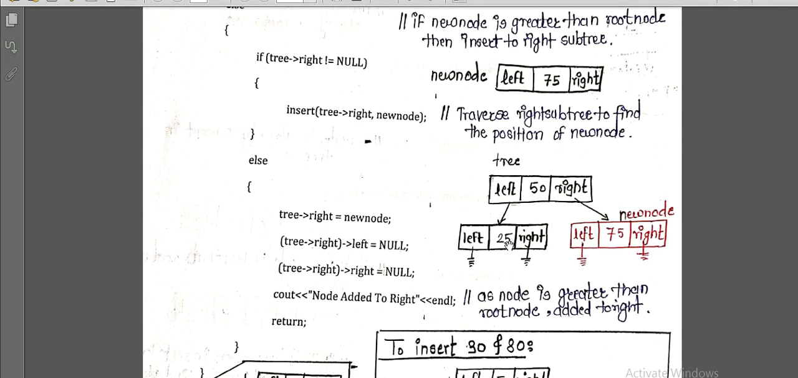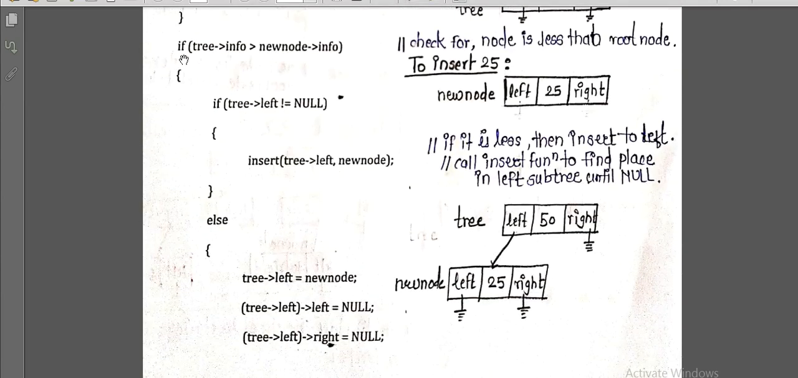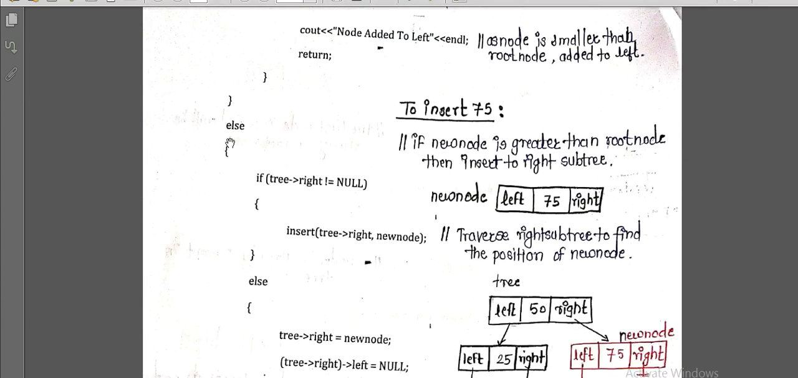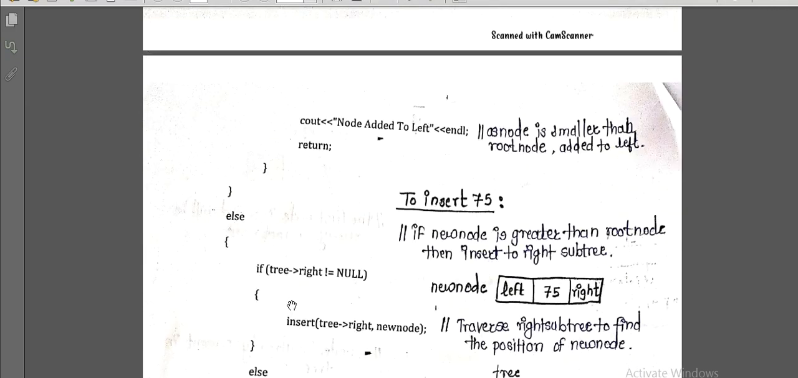The same scenario we have to follow for the case of inserting the node on the right side. How? Here we are checking the condition, if the root node is greater than my new node, then we have to insert it on the left side. Else, if your root node is less than the new node, that will go into the else part. Here is the else part, right? So in this case we go into the else part, and in the else part we move towards the right, because here the new node is greater than the root node, and as the new node is greater than the root node, we have to insert it onto the right side.